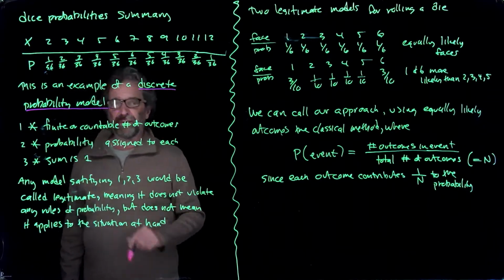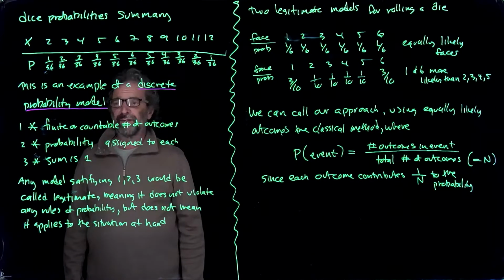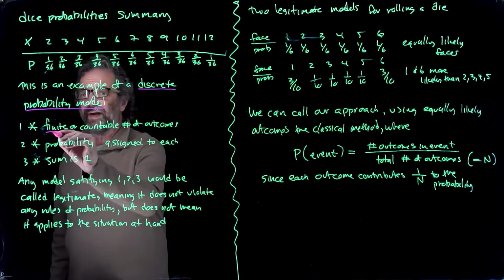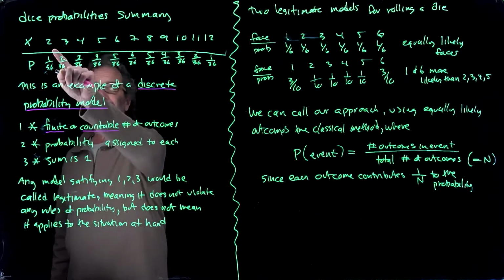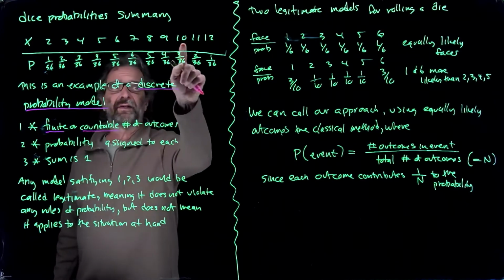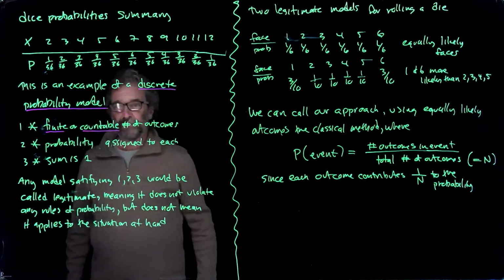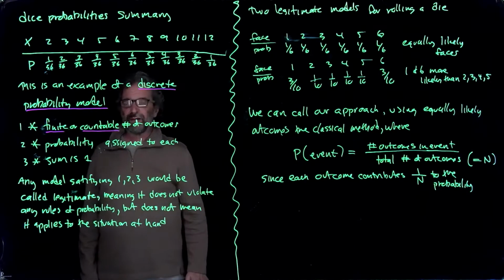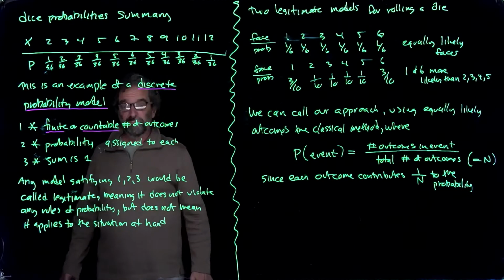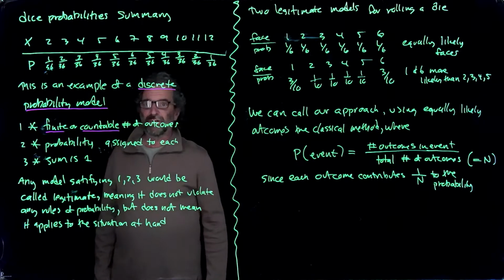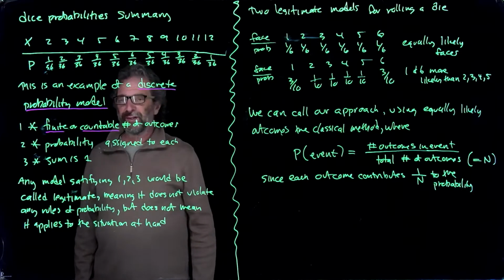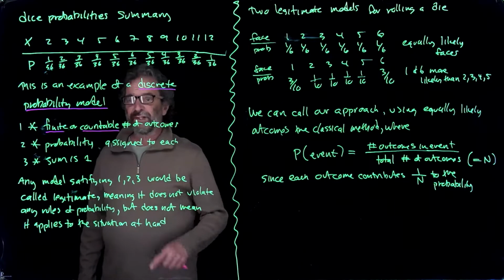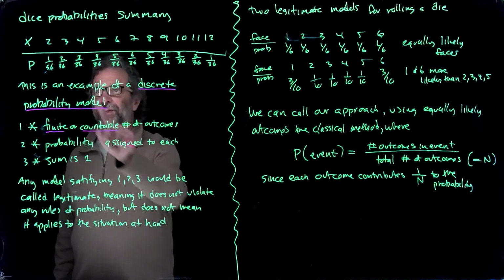A discrete probability model has 3 basic components: a finite or countable number of outcomes. So here we have 1, 2, 3, 4, 5, 6, 7, 8, 9, 10, 11 outcomes. Sometimes there can be an infinite number of outcomes, but you have to be able to count them. So just countably infinite, something corresponding to the positive integers would make sense. Secondly, there has to be a probability assigned to each outcome. So we did that here.